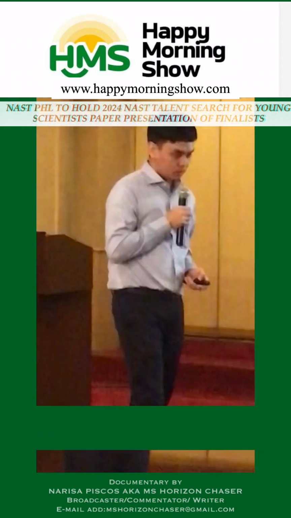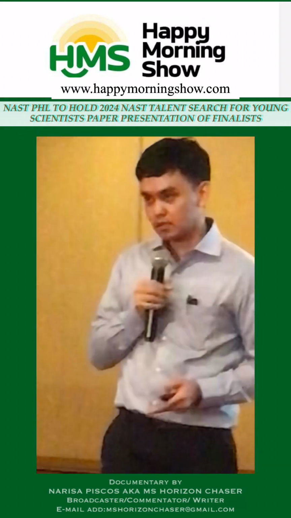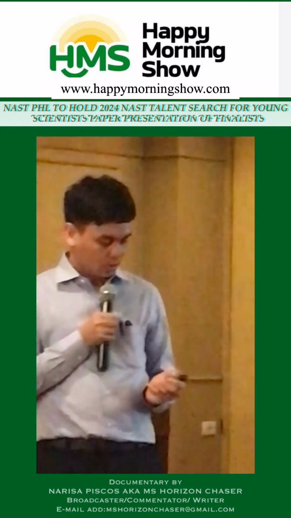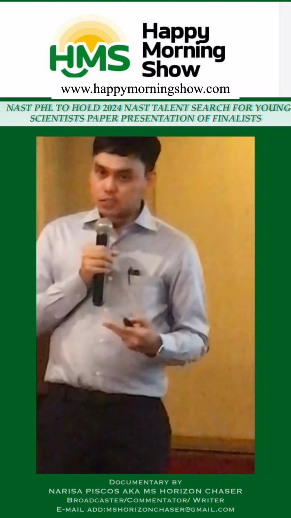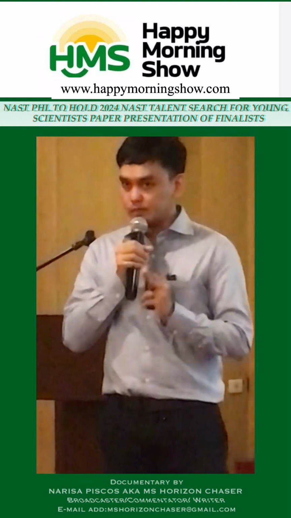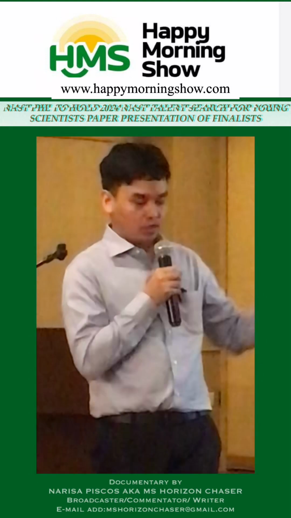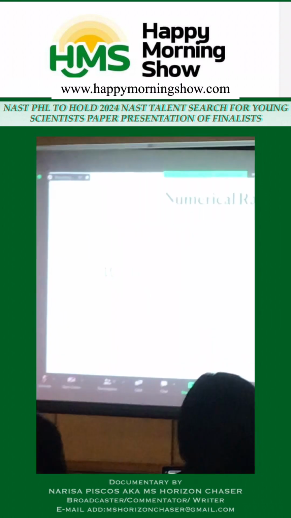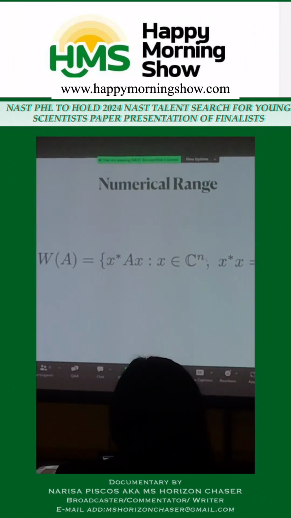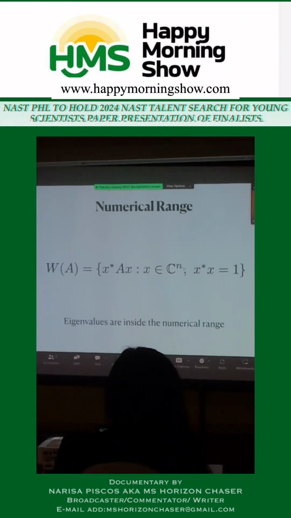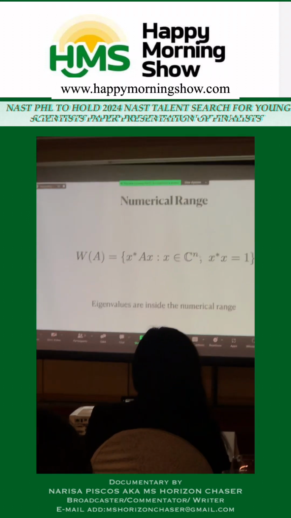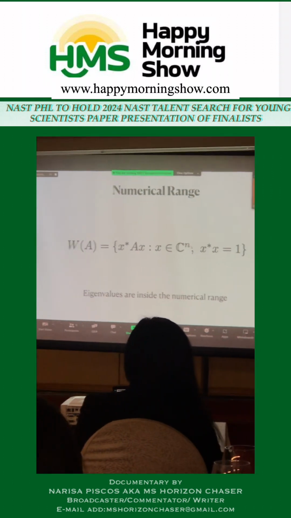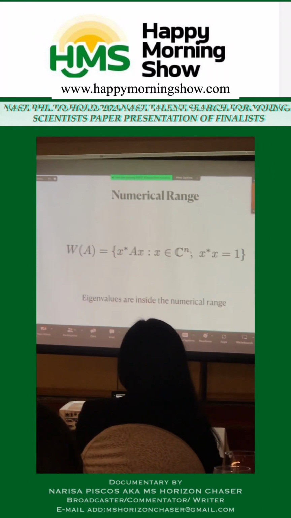To the next object called the numerical range of a matrix. It's a collection of numbers of this form. The numerical radius is the radius of the largest circle centered at 0 that contains the numerical range. And one of the important properties of the numerical range is that it always contains the eigenvalues. Hence, if you have an idea what the numerical range is, then you have an idea or estimate for those eigenvalues.